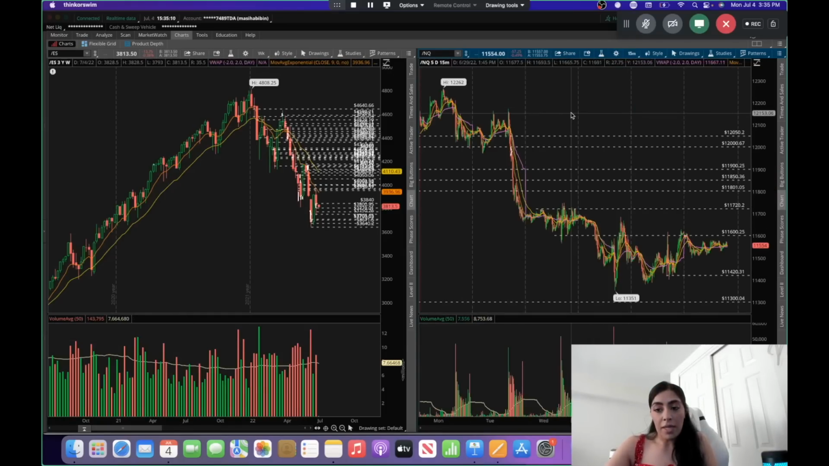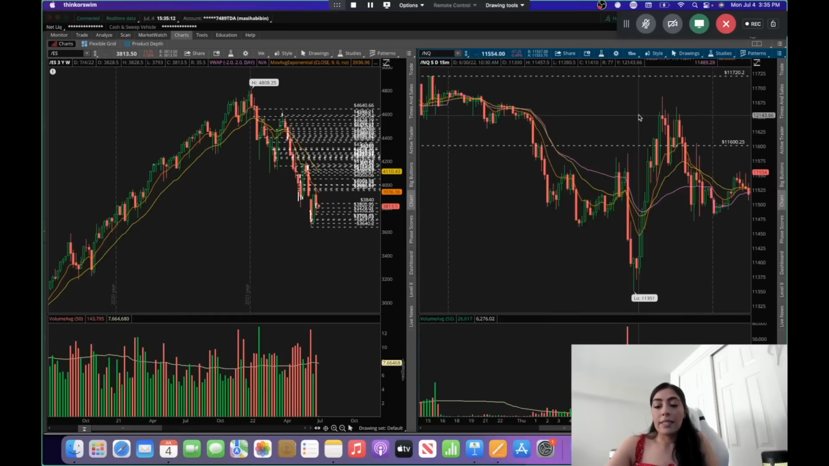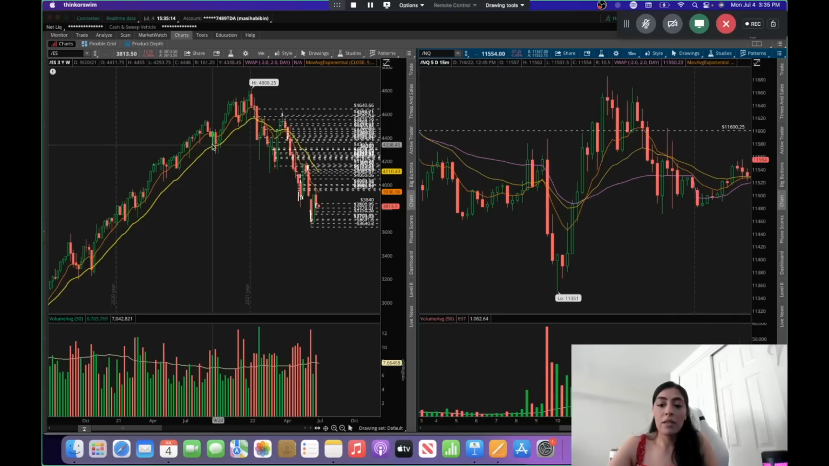Another thing that I want to mention is volume. Just like any stock that you trade, we always say, especially if you're scalping or day trading, there always has to be volume there. If there's not volume, the move is not going to be significant enough for you to be able to catch it. Same thing with futures.